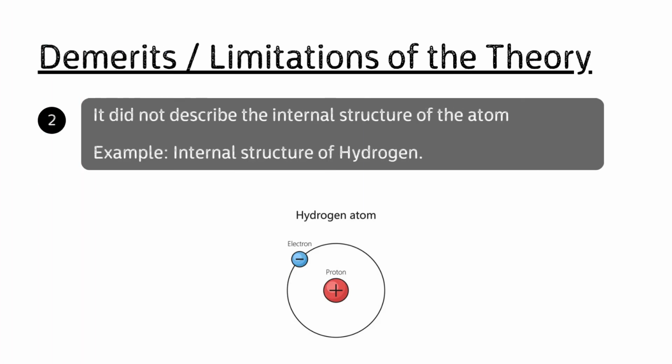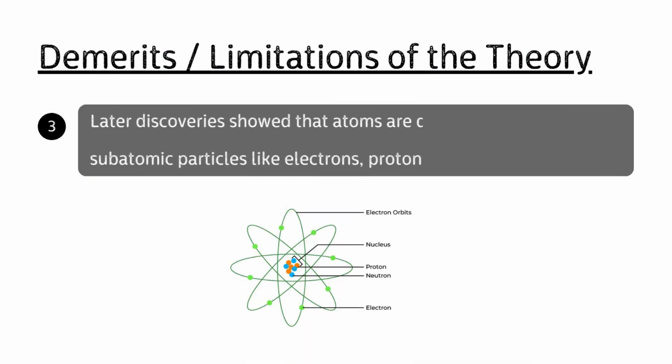It did not describe the internal structure of the atom. Example: internal structure of hydrogen. Later discoveries showed that atoms are divisible and contain subatomic particles like electrons, protons, and neutrons.